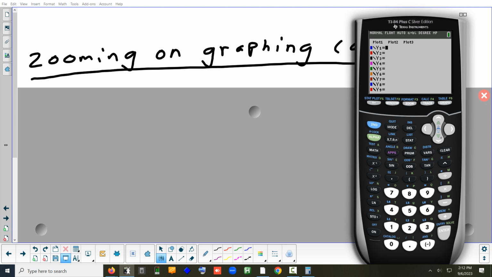All right, so let's type something in. I want to type in x squared plus 12. Okay, so here's how you type it in. To get the letter x, it's the button right below mode. It's to the right of alpha. And it has an x, comma t, comma theta, comma n on it. Just press that.